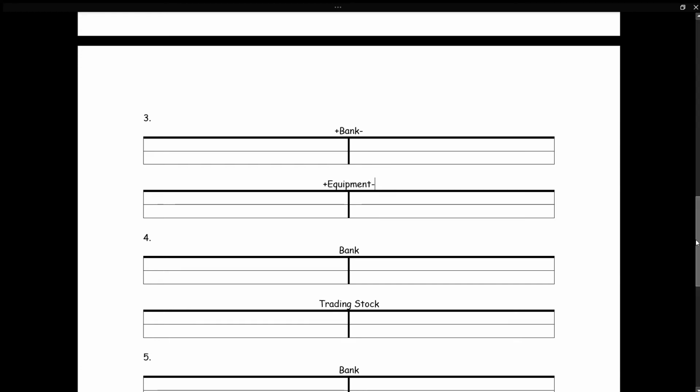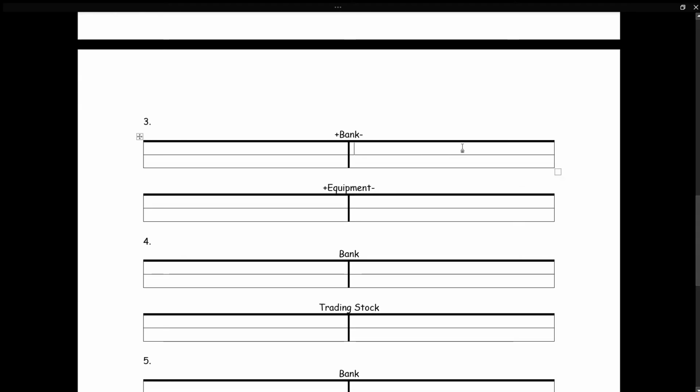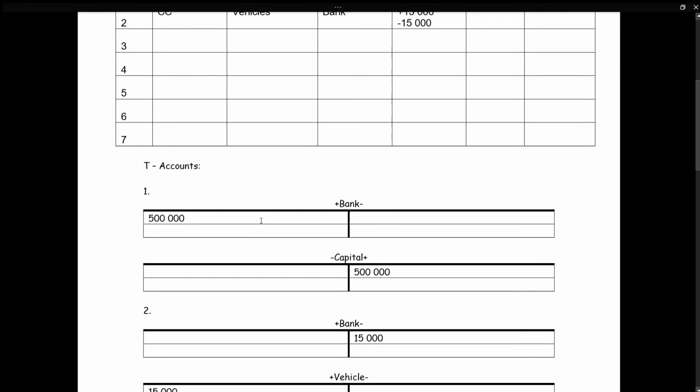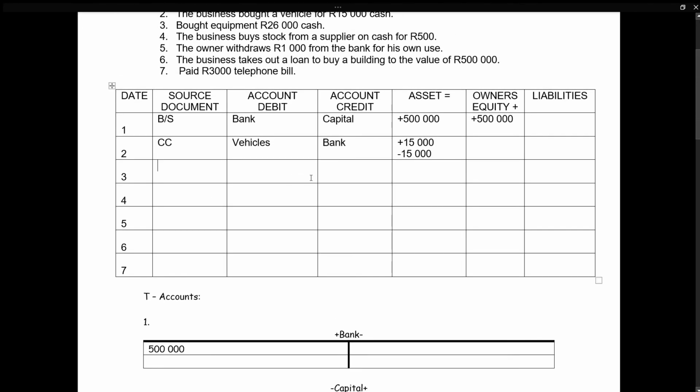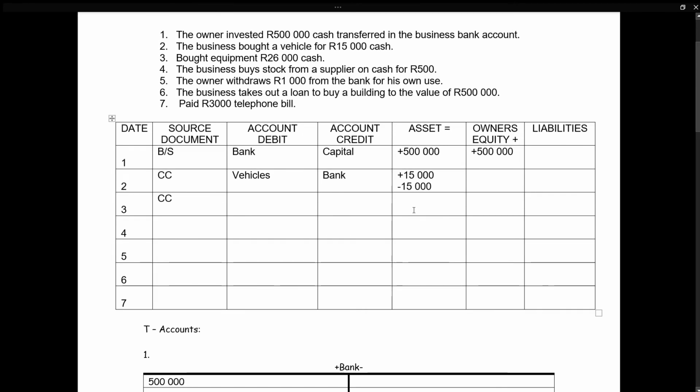I forgot the amount. Right, so the amount was 26,000 Rand. Bank will decrease with 26,000 Rand and my equipment will increase with 26,000 Rand. Bank will be credited and equipment will be debited. Bought for cash, so my source document most likely cheque counterfoil again. Bank will decrease with an amount of 26,000 Rand. That's some expensive equipment.